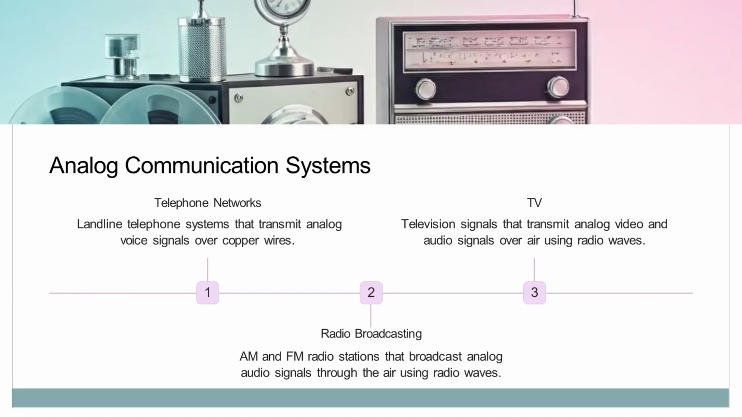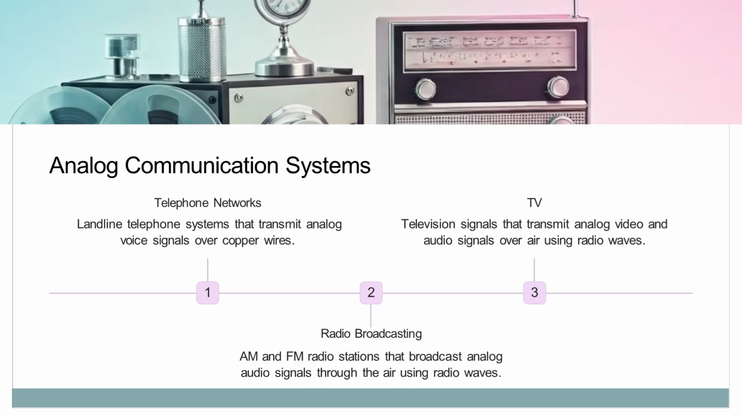The first one is the analog communication system. As the name suggests, the signals that we are processing here are in analog form, for example audio signal or sound signal, video signal, or any text messages sent by analog means. For example, telephone networks or the landline telephone system transmit analog voice or audio signals over copper wires. Here copper wire is the medium or channel for the transmission.